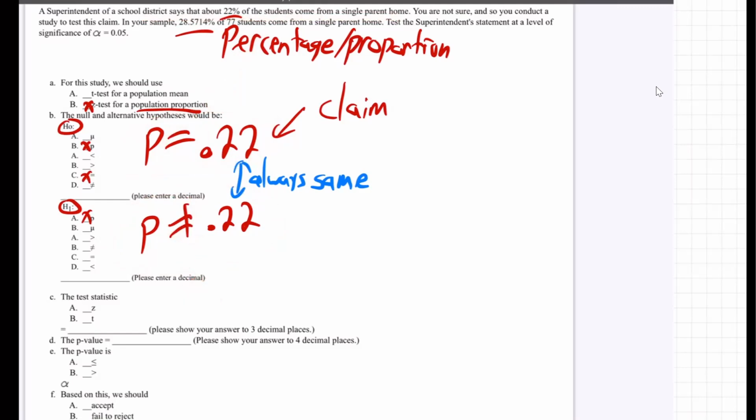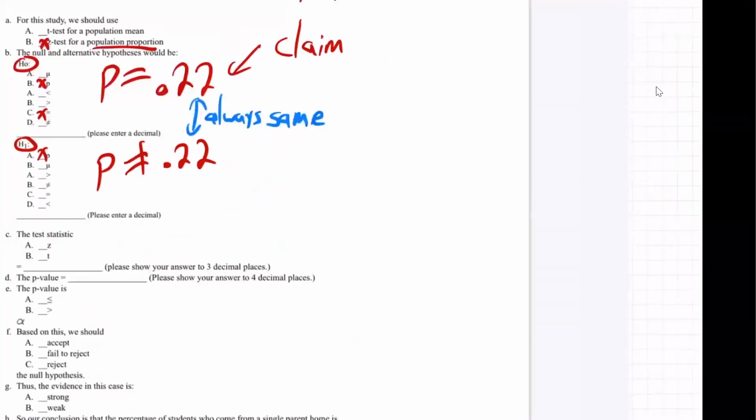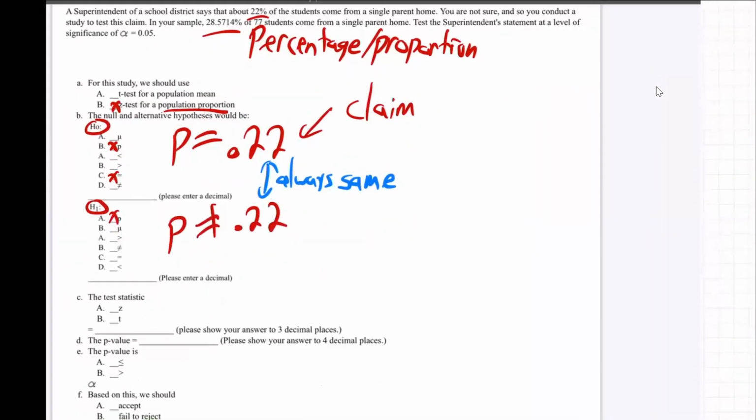They do sometimes. Some of the problems you'll read, it says, but we think it's really greater, or we think it's really less, or bigger, or smaller. But they never said that here. All they said is, you're not sure. You're not sure that it is 22%. So what's the opposite of being 22? It's not 22. It's not equal to 22. So that's how I knew.